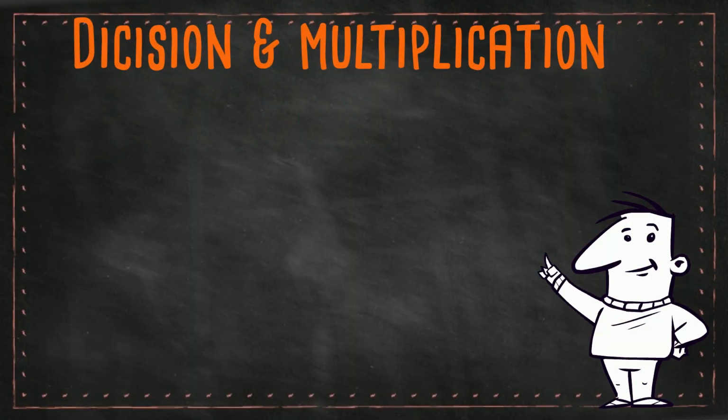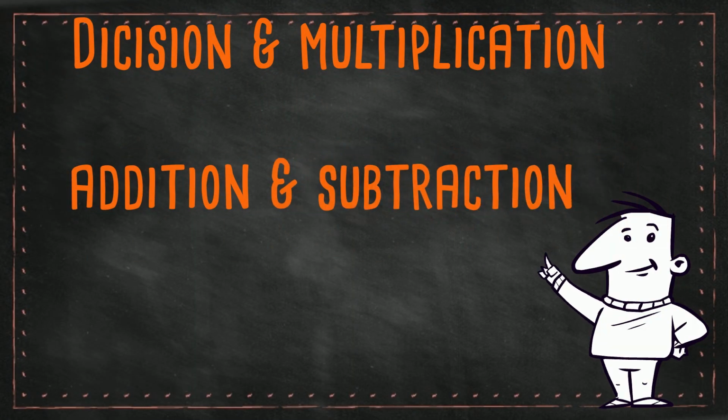Okay, then we are going to look at the last 4 rules together, which are division and multiplication, and then addition and subtraction, which means we always need to do division and multiplication before we do any addition or subtraction.